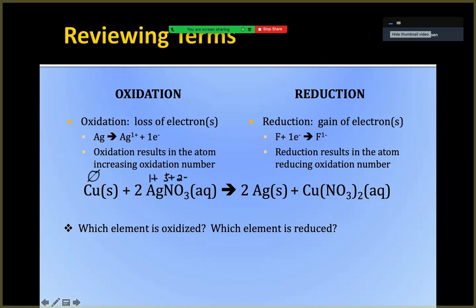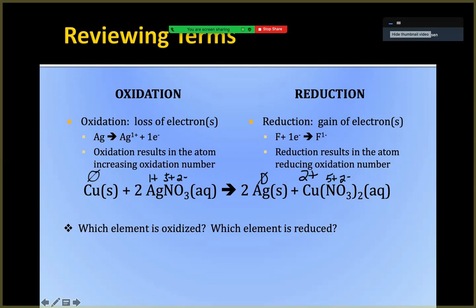On the product side, we've got our silver. It's a neutral element, so its oxidation number is going to be 0 now. And we've got our nitrate. It stayed a nitrate, didn't it? Those have to stay the same if it's a nitrate. That leaves us with 2 negatives left over. This copper must now be a 2 plus for everything to balance. So I went through and assigned all my oxidation numbers. Our next step is to partner them up.